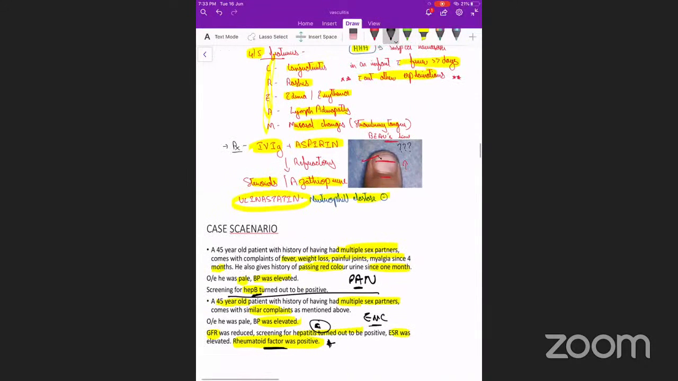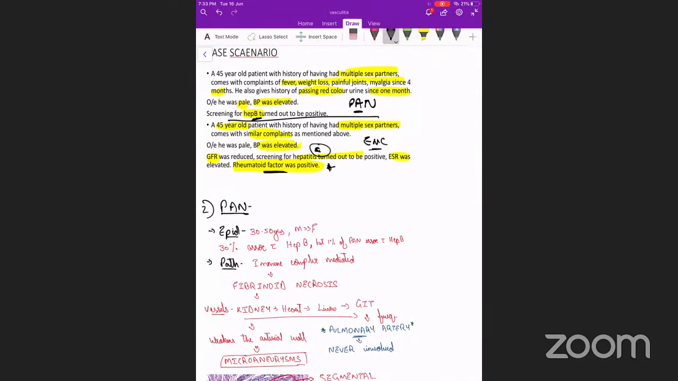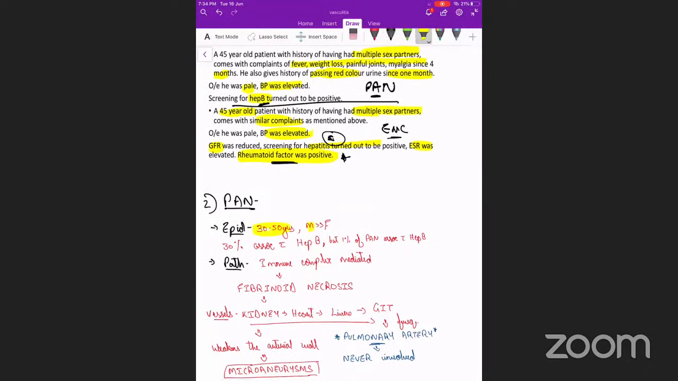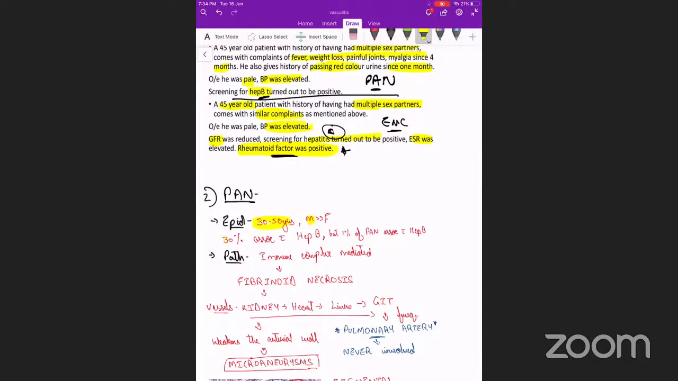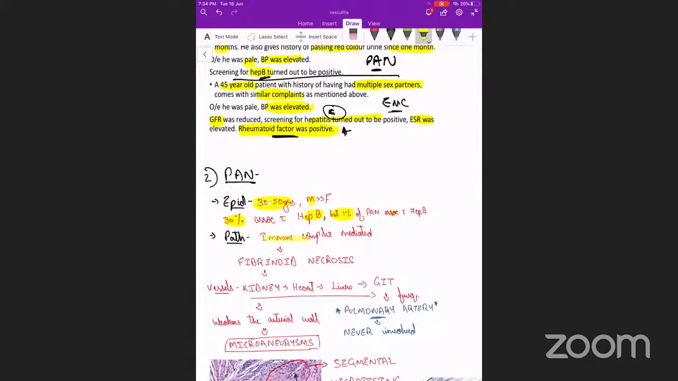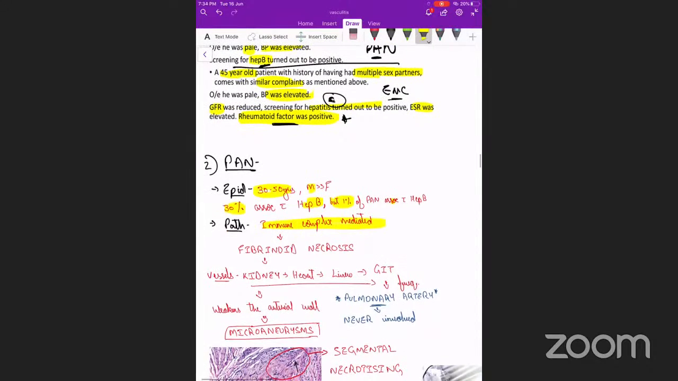Okay, so let's see. Polyarteritis nodosa. Epidemiology, middle-aged population, affects males more. So 30% of the cases are associated with hepatitis B. Yes, correct. But only 1% of hepatitis B patients get PAN. So this is that 30 to 1 rule. Pathogenesis, immune complex mediated. This we saw in the starting. This immune complex mediated damage to vessel wall leads to fibrinoid necrosis.